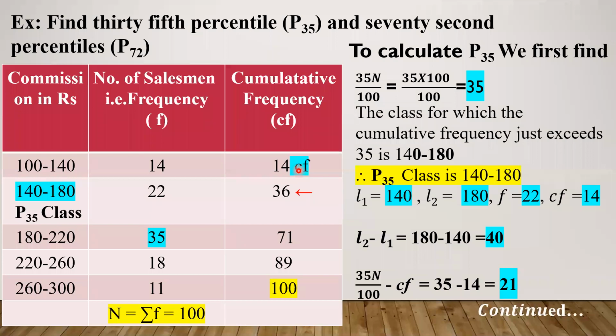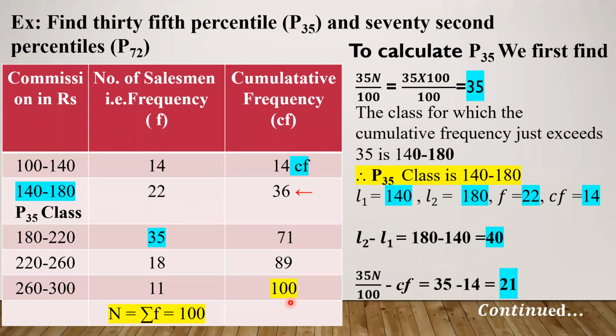Then the second step is to find capital N. How do you calculate capital N? It is the summation of frequencies. So you add this column and you get the sum as 100. So capital N is 100. Look here, this figure and this figure should match. That is why I have highlighted them with the same color. If they are not matching, that means you have made some calculation mistake, either in adding these frequencies or while adding the values for finding the cumulative frequencies. So you have to check once again.